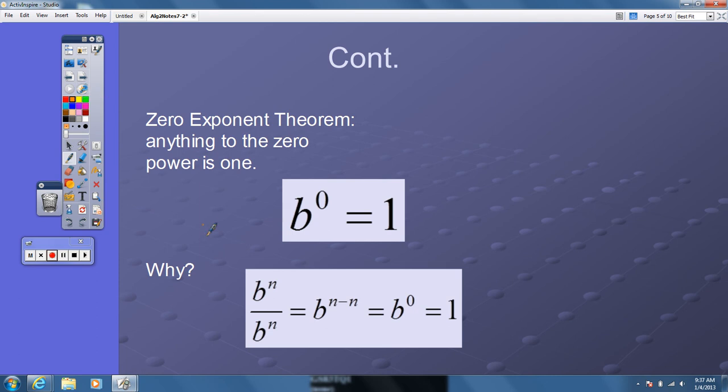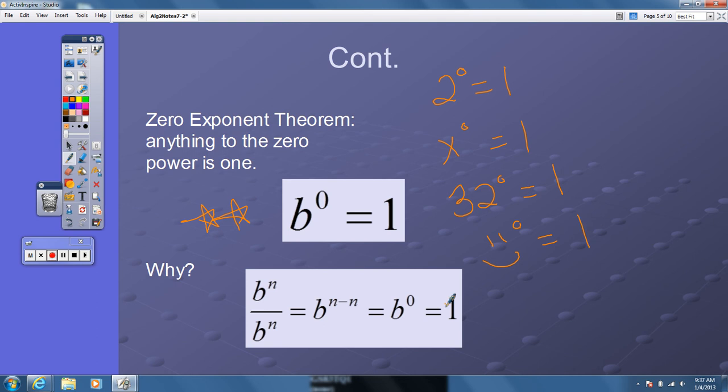Zero exponent theorem, this is one super important, and this will probably come up on the ACT. I feel like they like to throw this in there just to see. And your calculator knows the answer to this. Anything to the 0 power is 1. So what is 2 to the 0? 1. What is x to the 0? Oh yeah, it's 1. What is 32 to the 0 power? Pretty sure that's 1. Smiley face to the 0 power? Yes, that too is 1.